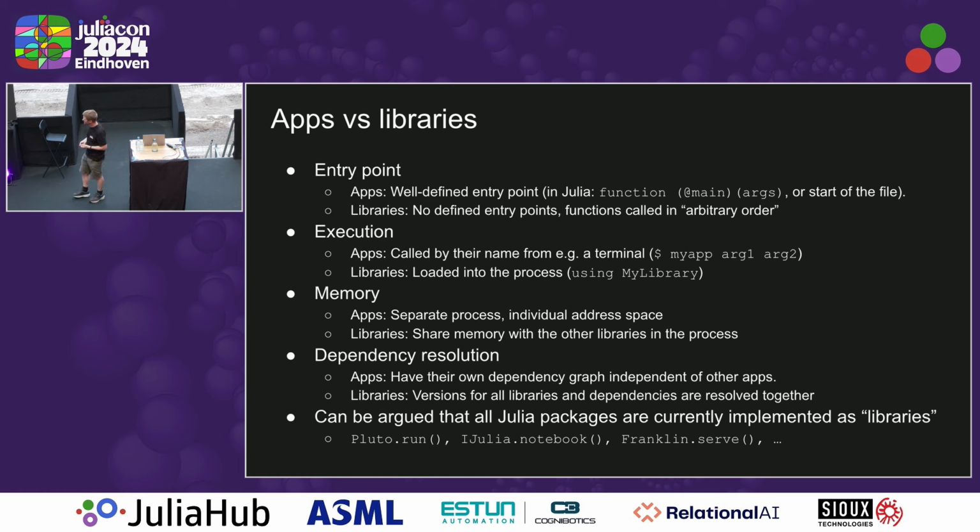That's one difference. Another thing is how they're executed. Apps are typically called by their name, it could be from the terminal. I mean, you could run an external command from inside Julia, while a library you just load into your process: you load a package and then you start calling things. Now the difference is with the memory. An app has a separate process. It has its own address space. It's contained there. While with libraries, you share the memory with all the other libraries you have loaded.